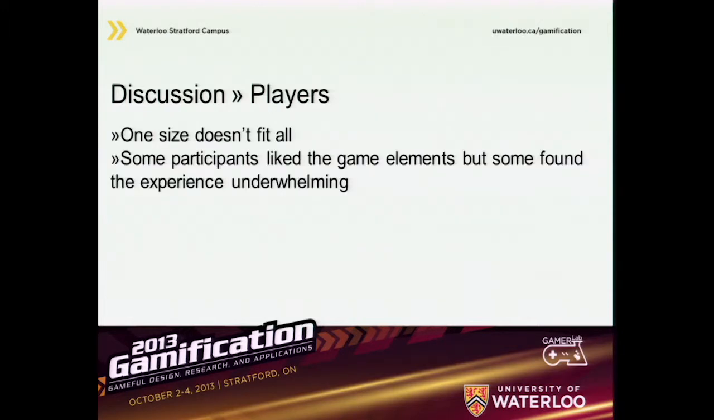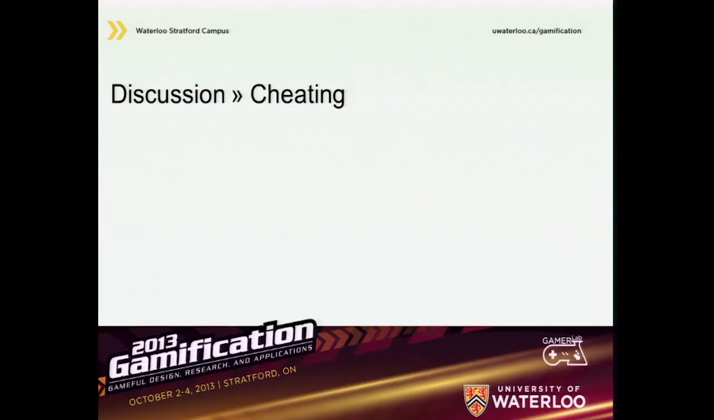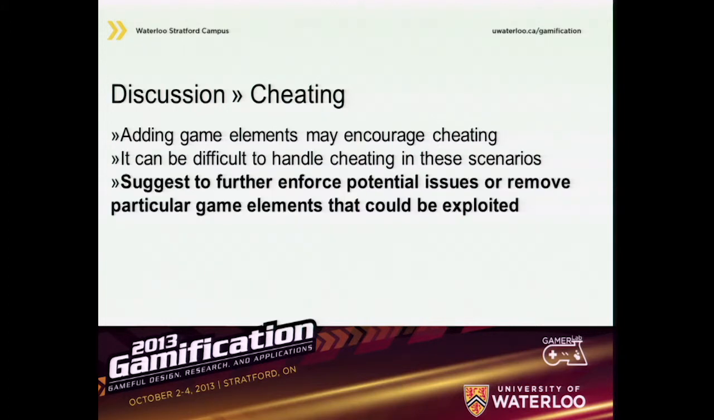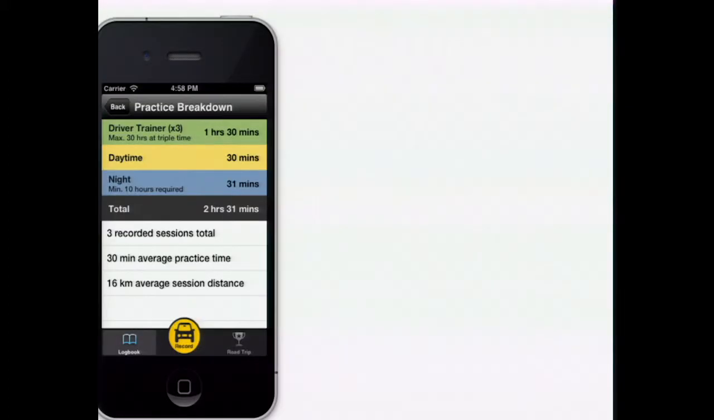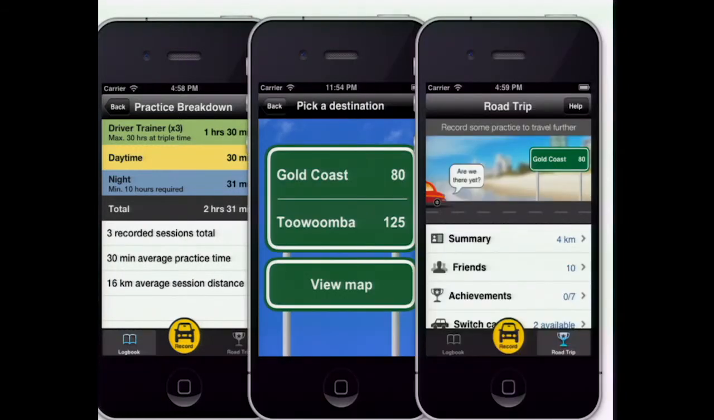So if you're finding that it's difficult to design for a large cohort, you may want to focus on a subset of players. And cheating: adding game elements may encourage cheating. It can be difficult to handle cheating, and it's either best to enforce these more or just remove the game elements that could be explored. So we took all this, we went back and we reiterated the design and came up with a more streamlined game, and are testing this now.